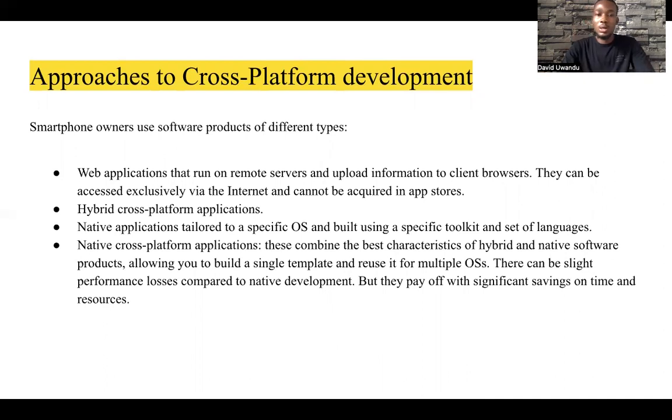So these are all the different types of software products that are used by smartphones. I'm sure every one of us probably has a native app on our phone, or a hybrid app, or a cross-platform app on the phone. You might not know this, but you have one on the phone right now. And you also use web applications too.